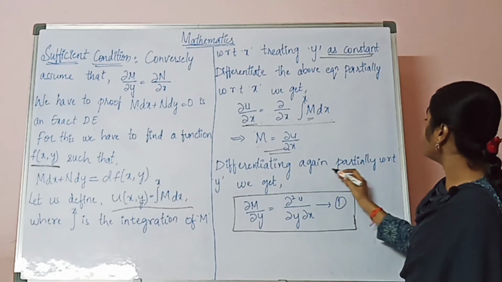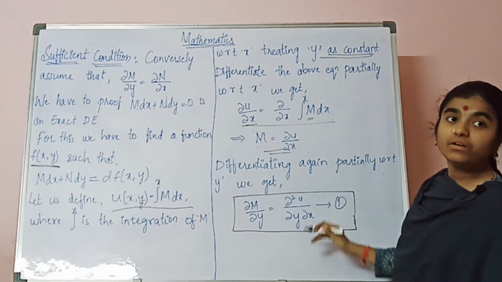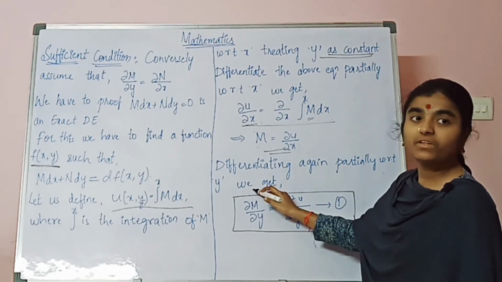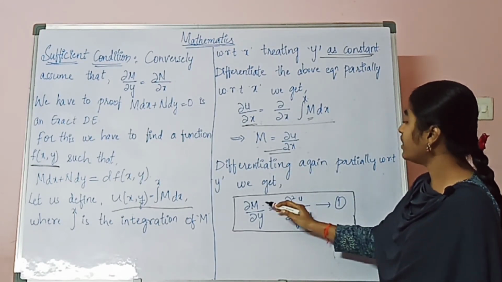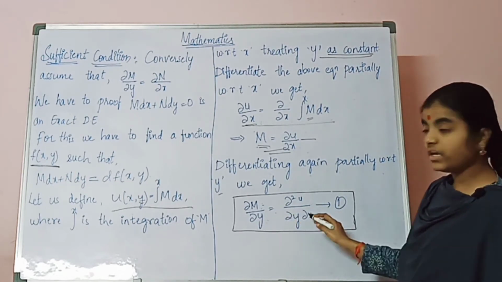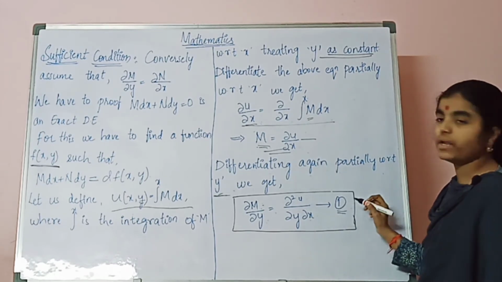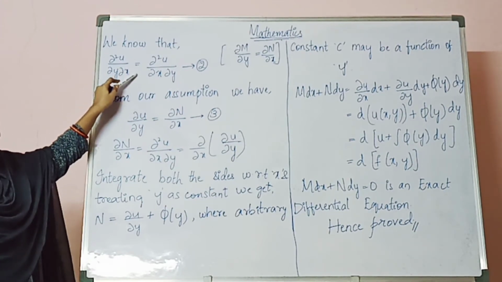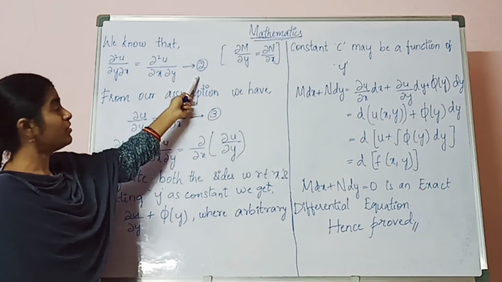Differentiating again partially with respect to y. Now we have differentiated with respect to x, and now we differentiate again with respect to y. We get dou m by dou y equals dou square u by dou y dou x. This we consider as equation 1. We know that dou square u by dou y dou x equals dou square u by dou x dou y. This we consider as equation 2.